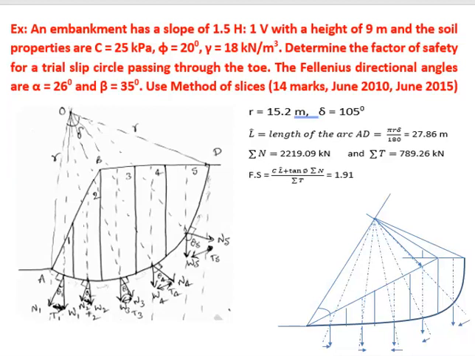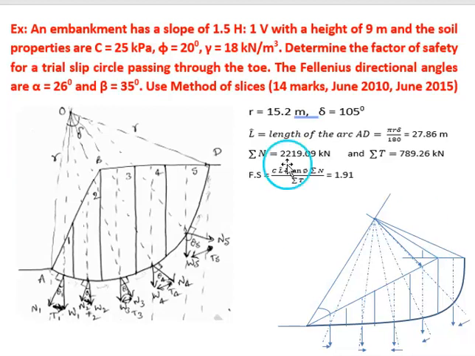Use method of slices. So here also height is given, that is 9 meter, and slope is given as 1.5 horizontal to 1 vertical. Vertical is 9 meter, so horizontal will be 1.5 into 9. So by taking those dimensions of 9 meter and 1.5 times of 9, we can locate the other end of the slope, so that we can draw the slope, and then one horizontal representing the top of the embankment.